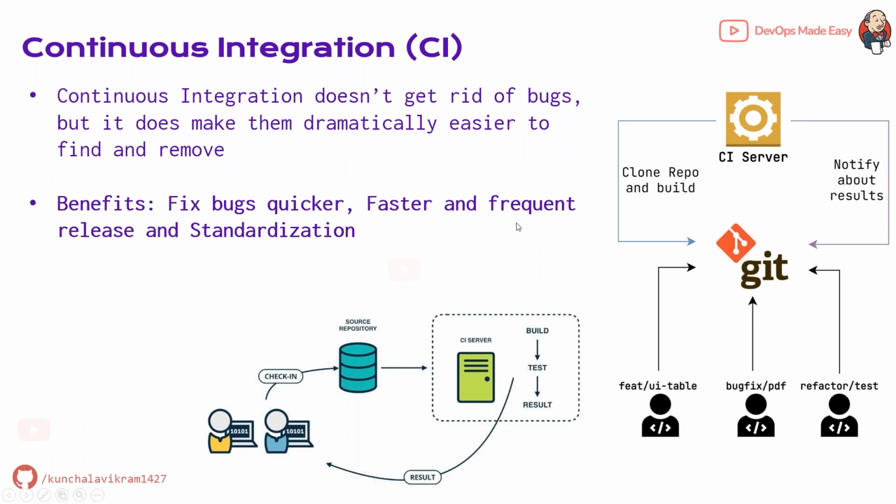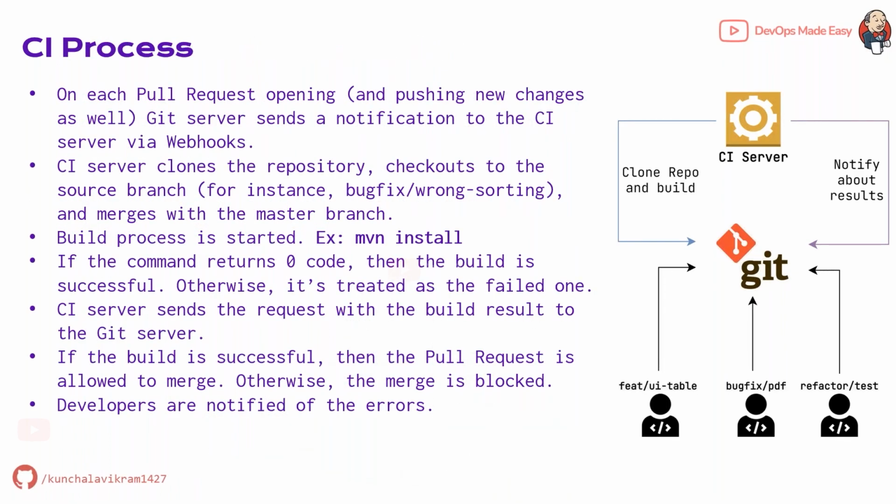One thing you have to understand is that continuous integration is not for getting rid of bugs. It is for the detection of bugs at the earlier stages of development. So the benefits would be fixing bugs quicker and faster, and you will have more frequent releases. Generally, the CI process works on each pull request.